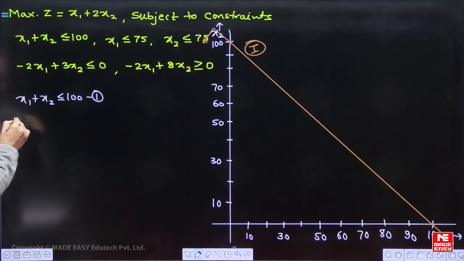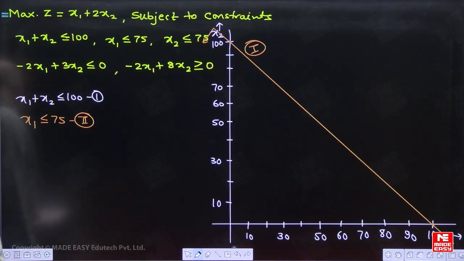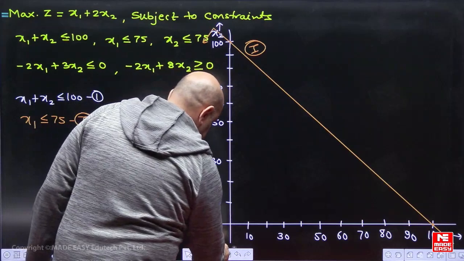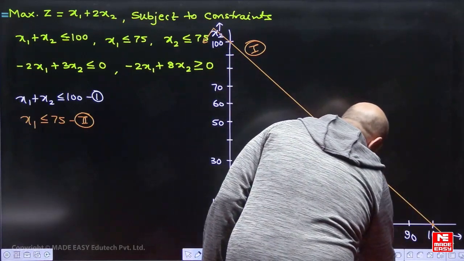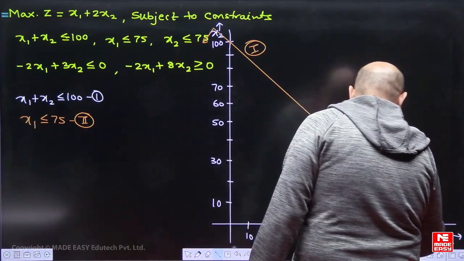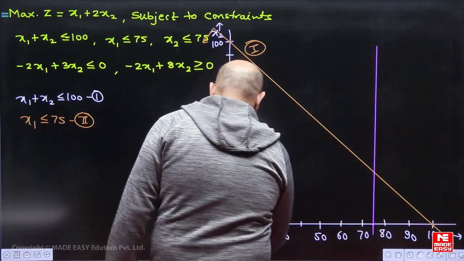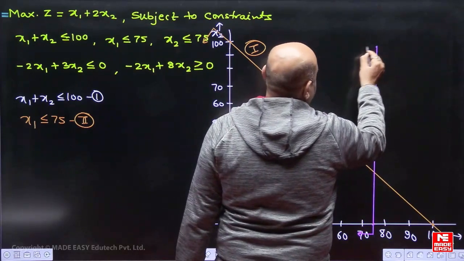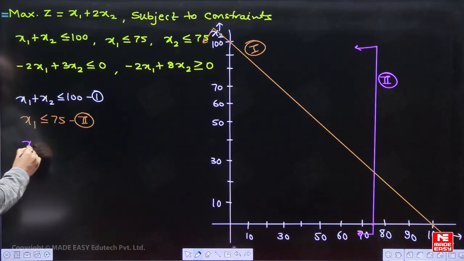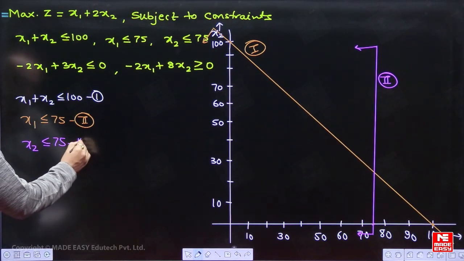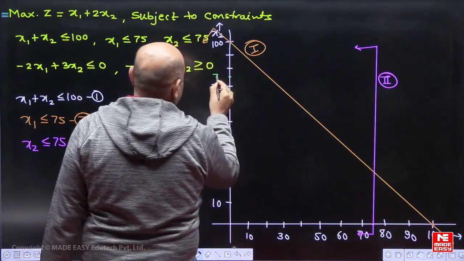फिर सेकेंड कंस्ट्रेंट है x1 less than equals to 75. सेकेंड कंस्ट्रेंट प्लॉट करेंगे. So 75 will be somewhere here. Use second constraint. Third constraint x2 less than equals to 75. This will be 75 here.